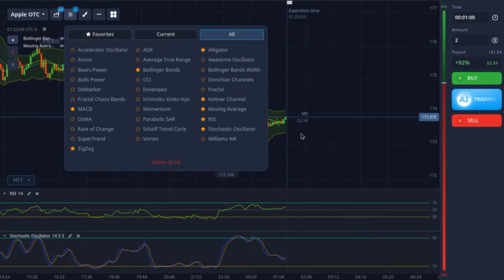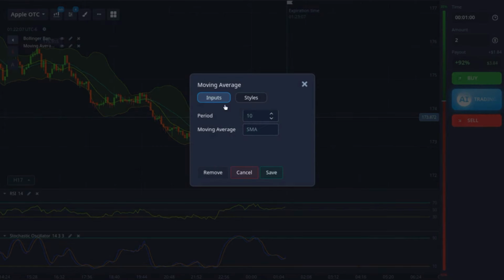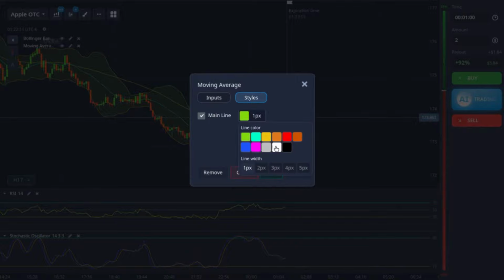I like to add a moving average to help me find trend. I go with the 50 SMA. I also like to make it white and a little bolder so it stands out.